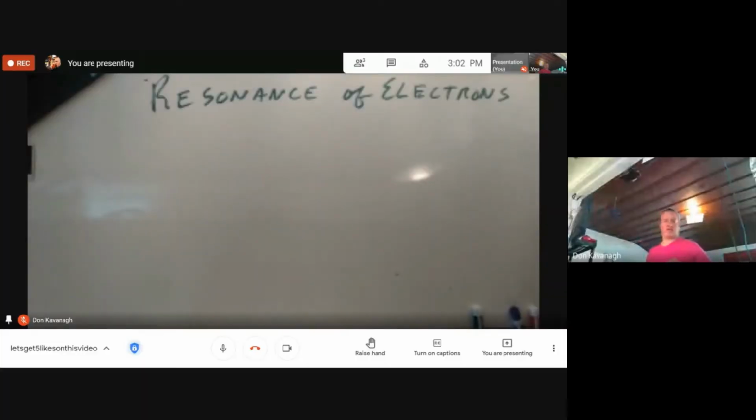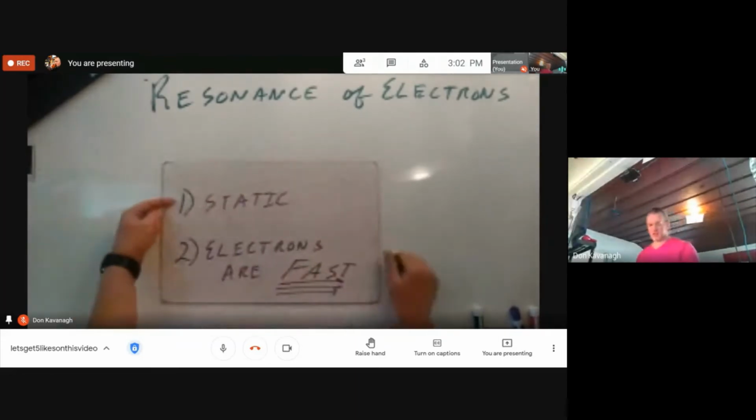Resonance of electrons in covalent compounds. Electron resonance is a difficult topic to grasp. So two things I want you to think about are going to help you with this topic. The first thing is that the pictures we draw are static pictures. They're really bad in this regard.